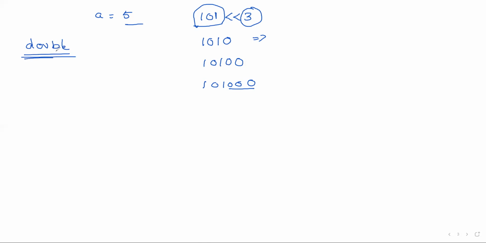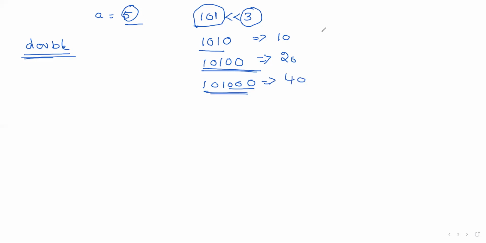Why? 2 power 0 is moved to 2 power 1. 2 power 1 moved to 2 square. 2 square moves to 2 cube. That means the value becomes double. Observe carefully. The initial value is 5. For first shift operation, what is the value? 10. For second shift operation, what is the value? 20. For third shift operation, what is the value? 40. Remember, not 5 into 3.